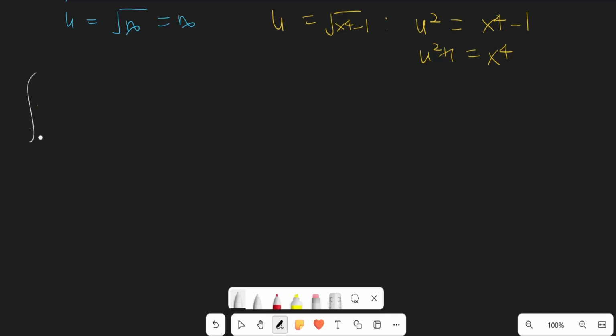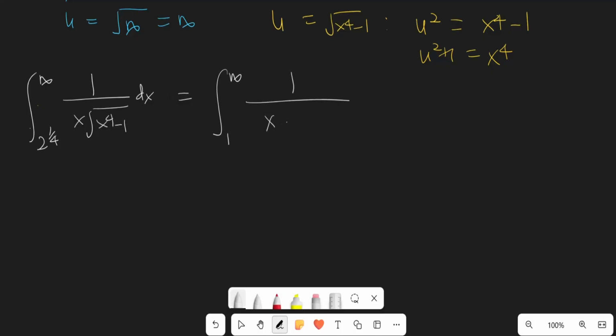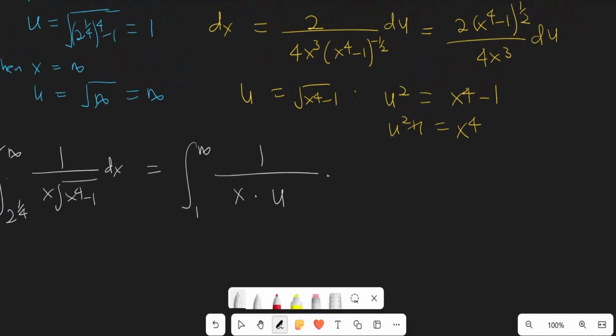Our integral, from 2^(1/4) to infinity of 1 all over x times the square root of x^4 minus 1 dx, can be changed into the integral in the u world, from 1 to infinity of 1 all over x times u multiplied by dx. What is dx? dx is what we found here, which is 2(x^4 minus 1) raised to the half all over 4x^3 du.